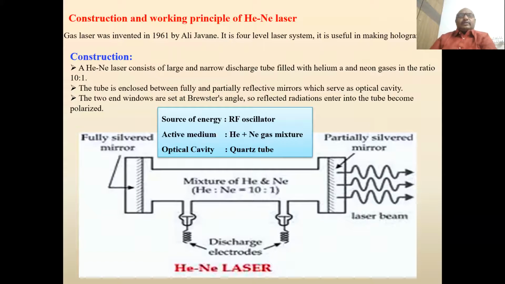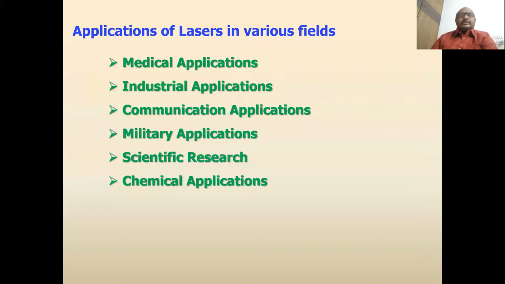So, construction and working principle of laser. The gas laser was invented in 1961 by Ali Javan. It is a 4-level laser system. The basic applications are medical applications, industrial applications, communication applications, military, and scientific and chemical applications.